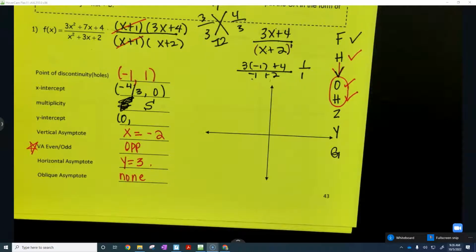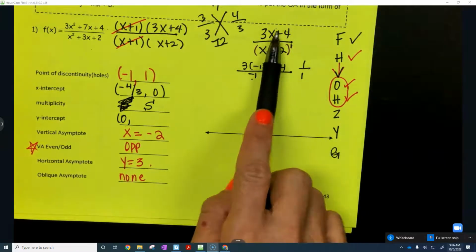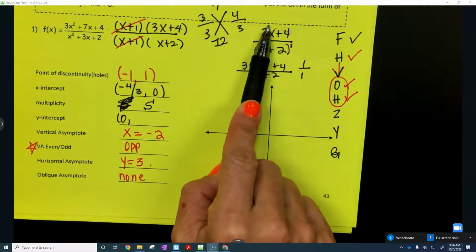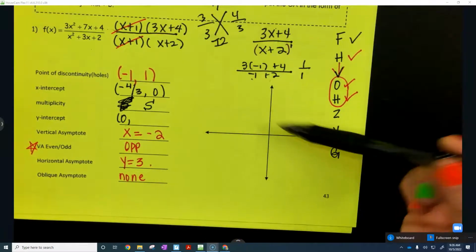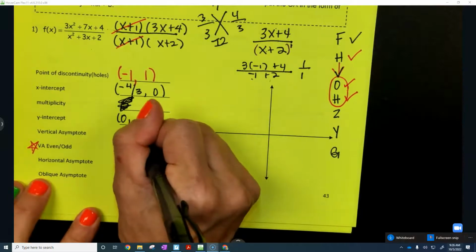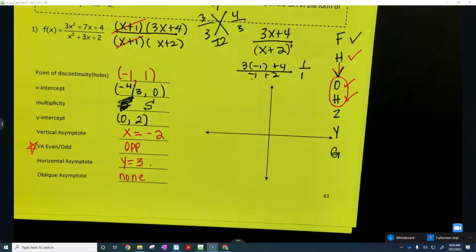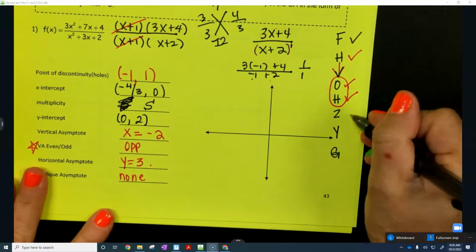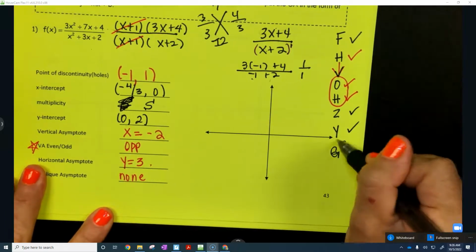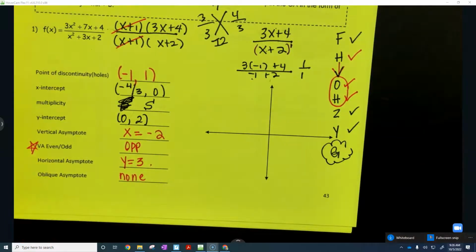Remember, your x-coordinate's always 0. When you plug in zeros right here, they completely wipe out. That's just going to be 4 divided by 2. And 4 divided by 2 is just 2. All right, so we have everything we need to graph. We have completed all of our steps. We're down here to graphing.